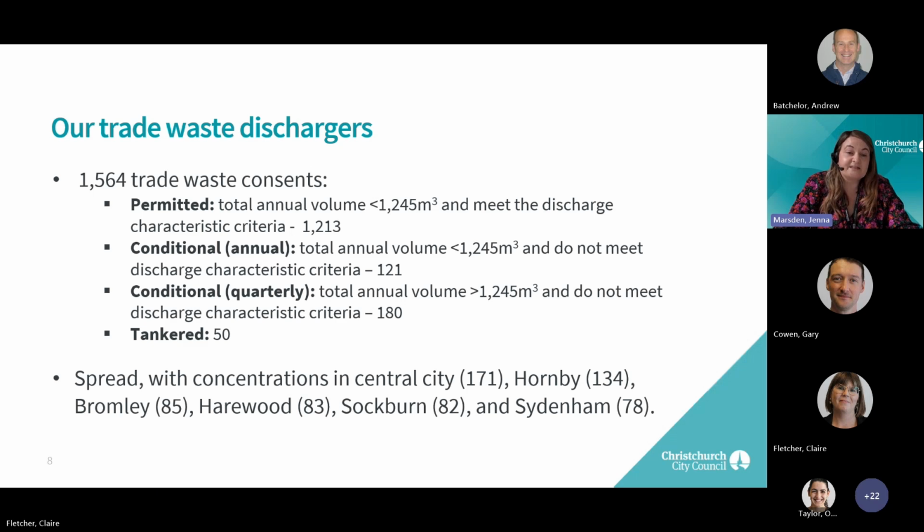We also have 50 tankered waste consents, which allow trade waste which has been transported away from the originating site to be disposed of at the trade waste reception facility at our wastewater treatment plant. So consent holders are spread right across the district with a particular concentration in the central city due to the large number of hospitality premises with the permitted trade waste consents. We also have concentrations in parts of the city with large industrial areas, so you see higher numbers in places like Hornby, for example.